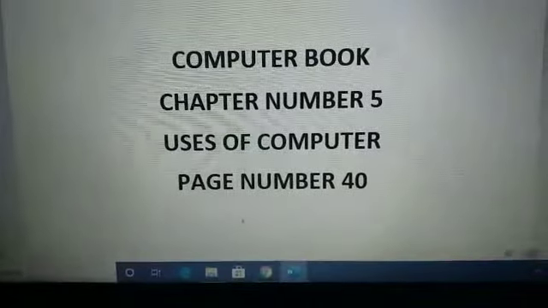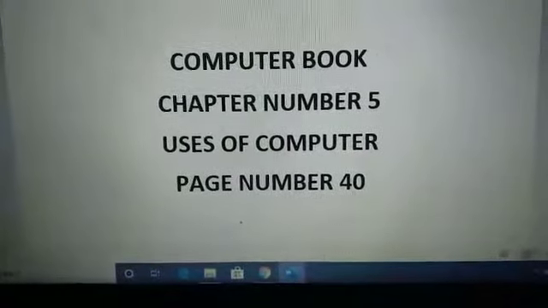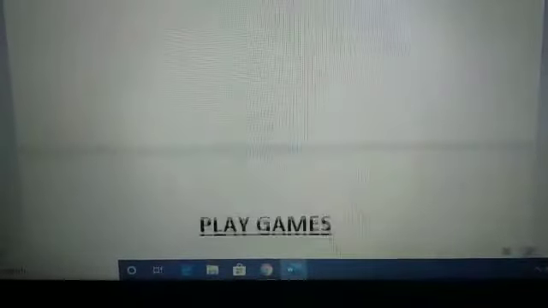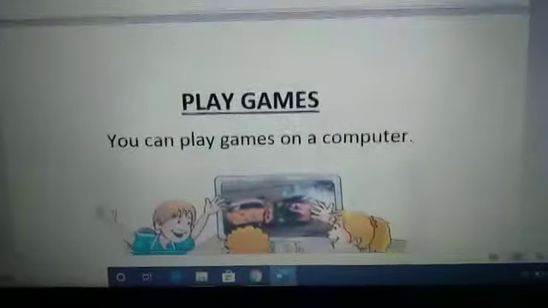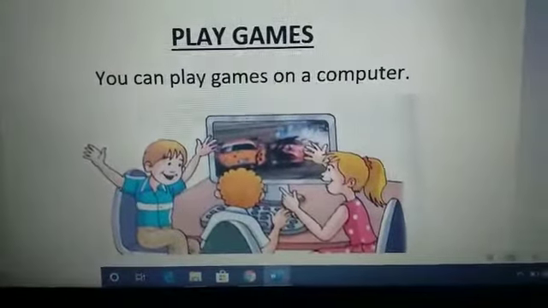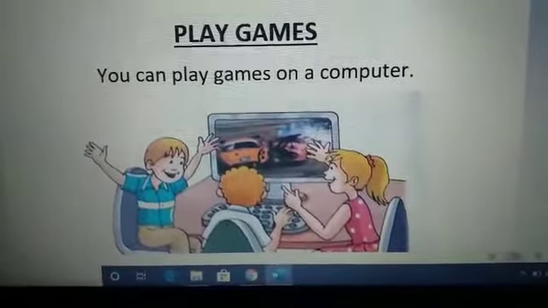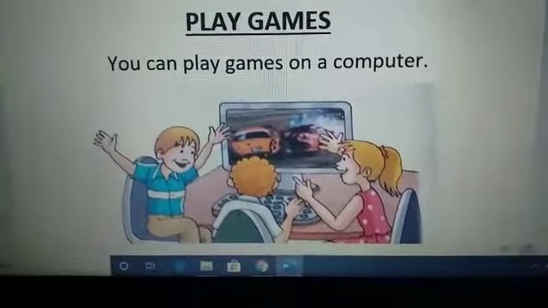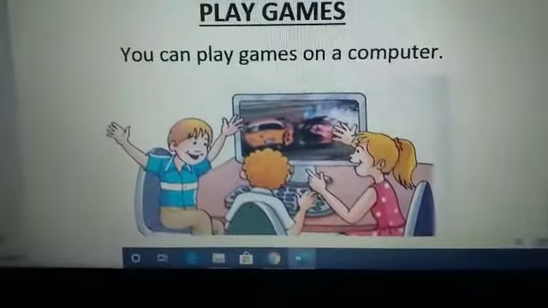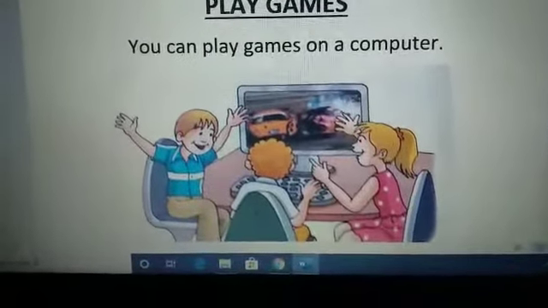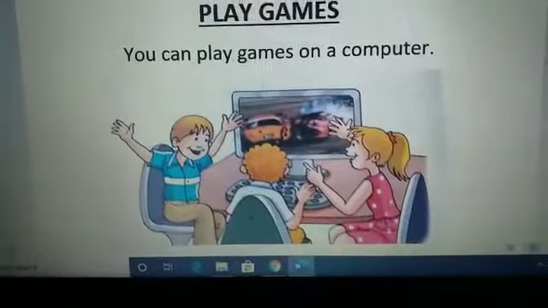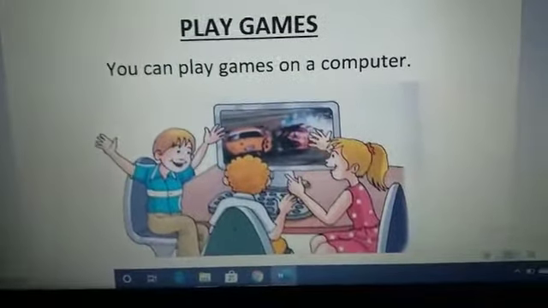Now page number 40. Okay, boys, play games. You can play games on a computer. Okay, boys, very simple and very easy.